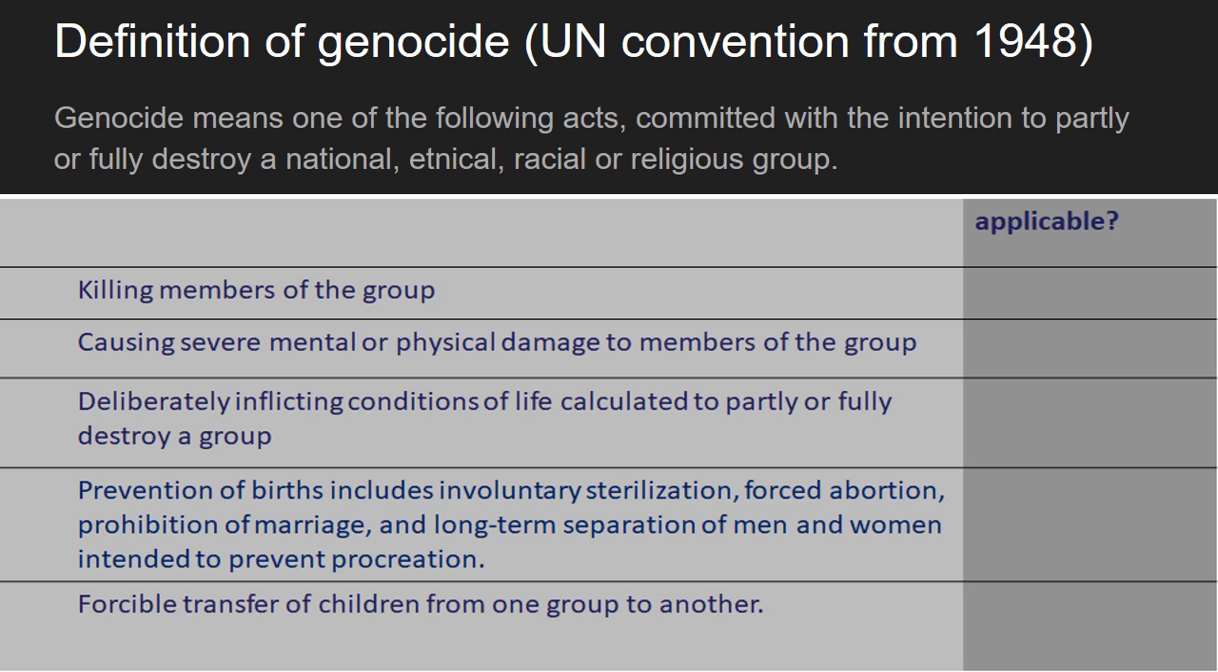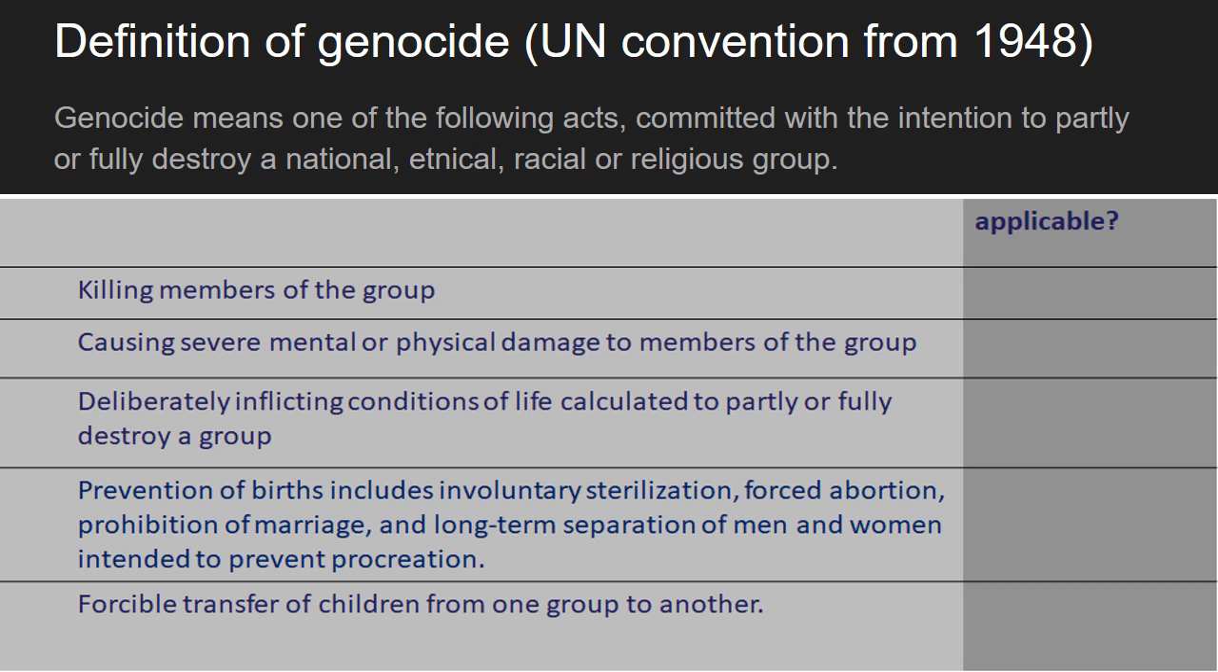So genocide can mean killing the members of the group, causing them severe mental or physical damage, deliberately inflicting conditions of life that would destroy that group, preventing births through use of involuntary sterilization, forced abortion, prohibition of marriage, or separation of the sexes intended to prevent procreation. And it can also mean forcibly transferring the children of one group to another, so raising them in another tradition or culture so that they do not know their cultural heritage.